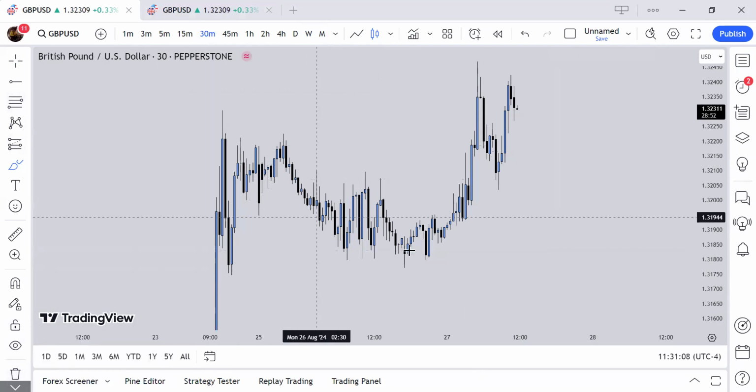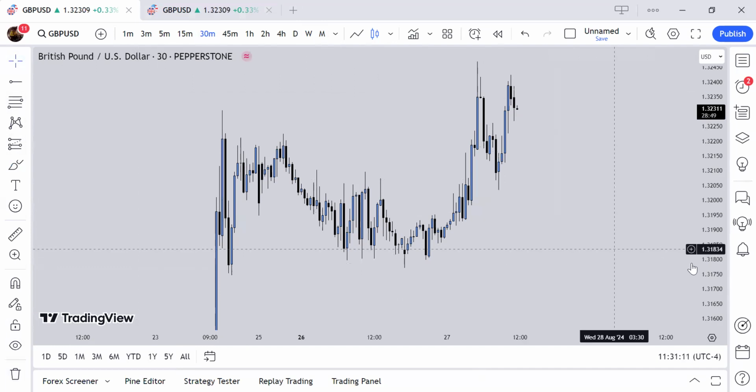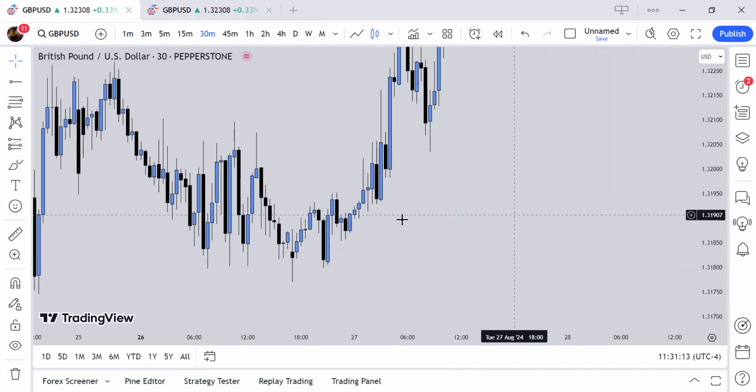So seeing this price action, we actually have a particular setup which is being presented right here.